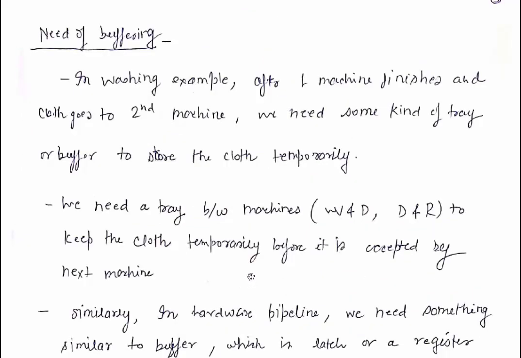Now when we perform this pipelining in practice, we need some sort of buffering. So what this buffering means, let's say in the washing example, one machine has finished its task on the cloth. After that we need some sort of buffer or tray to store the cloth temporarily.